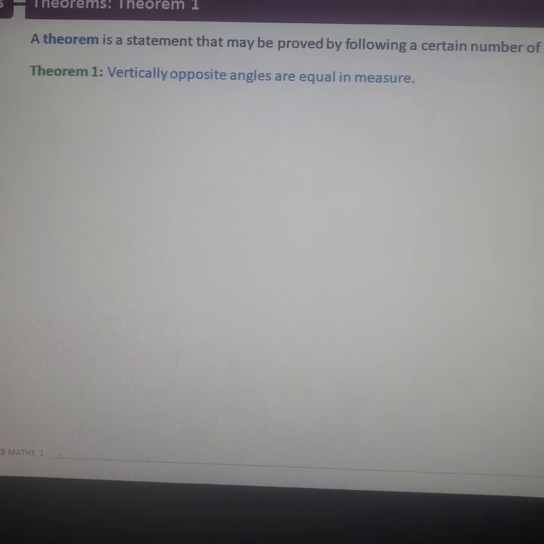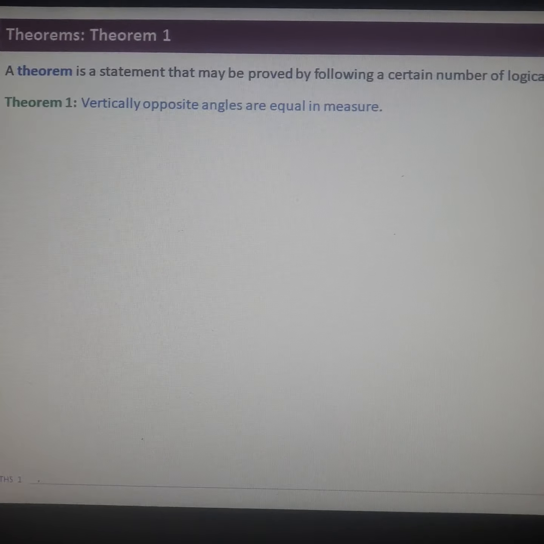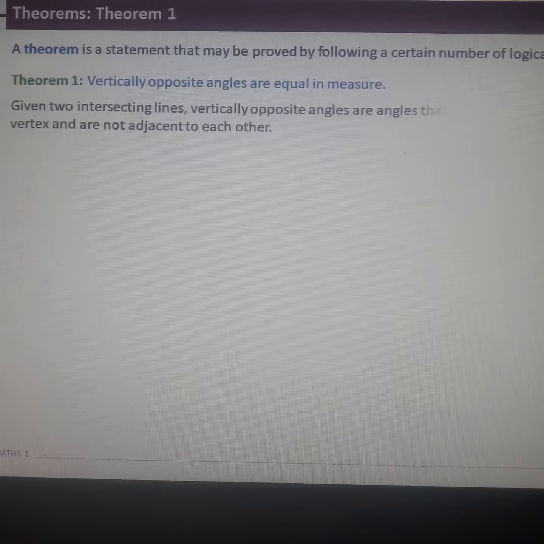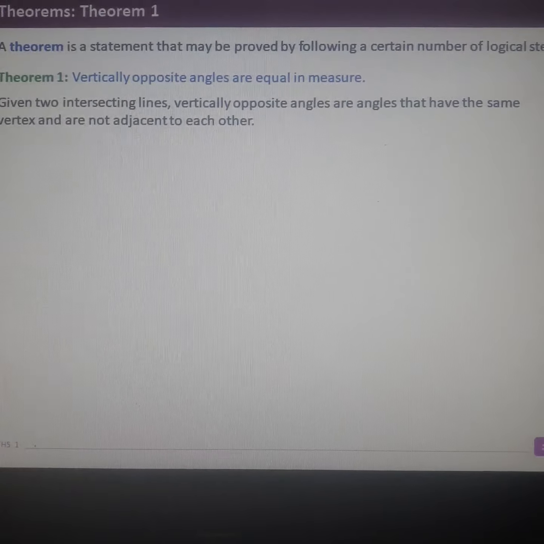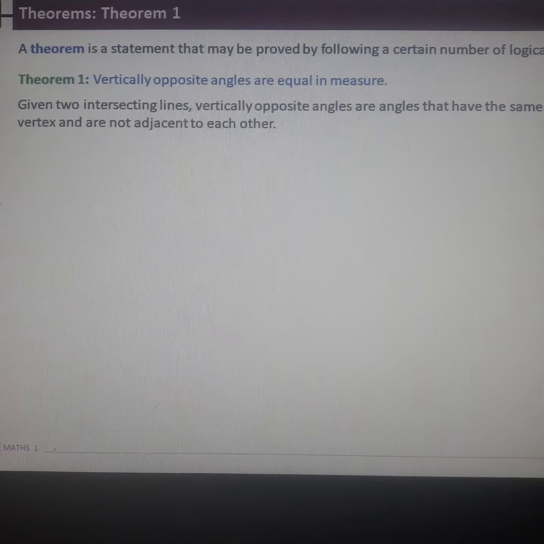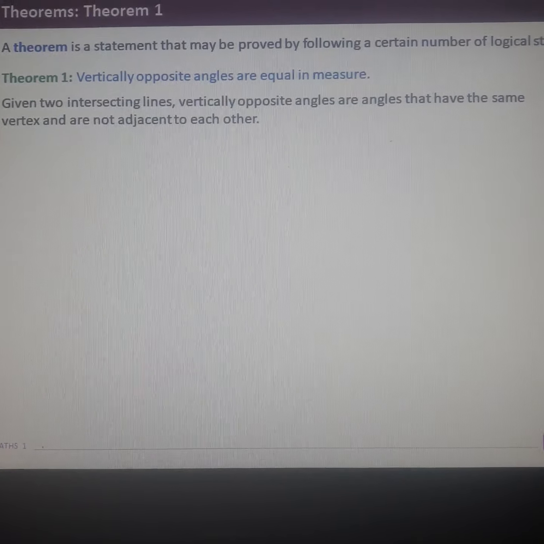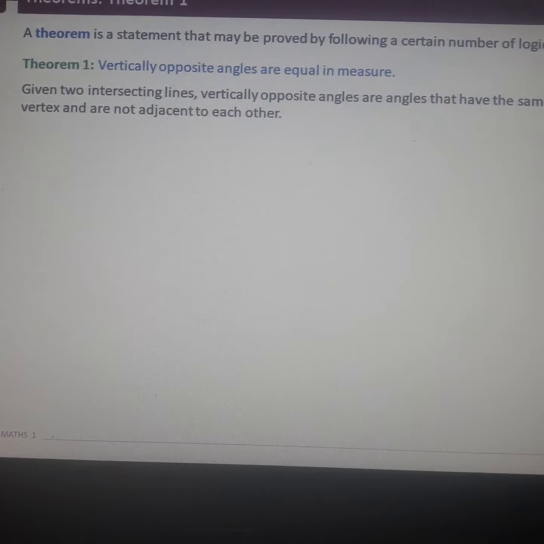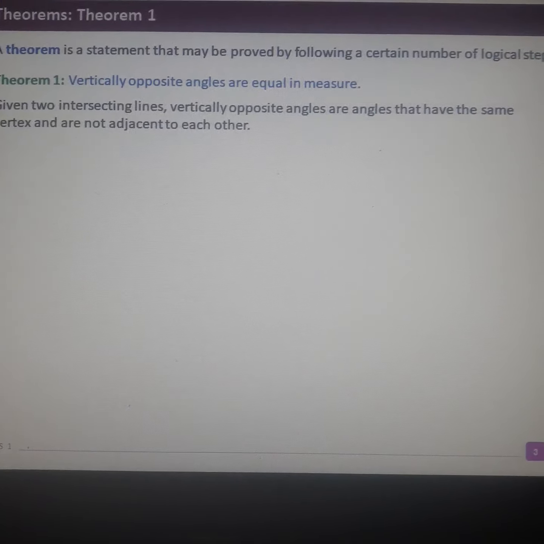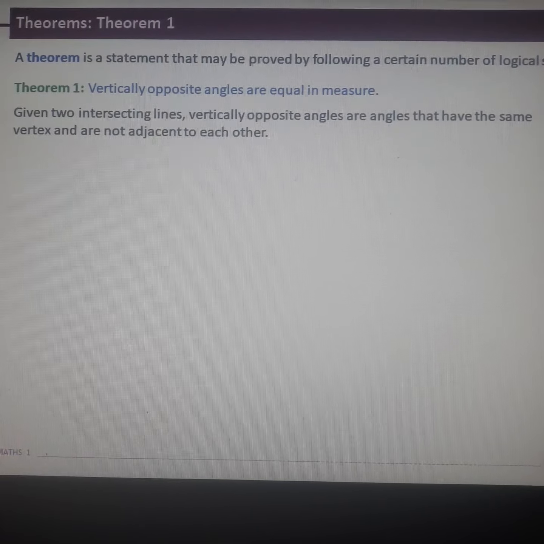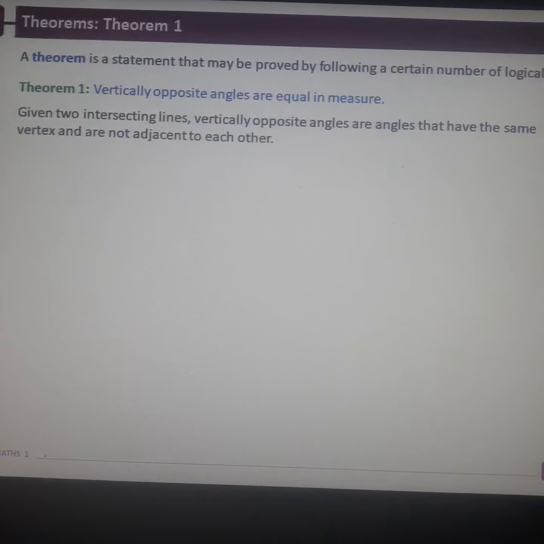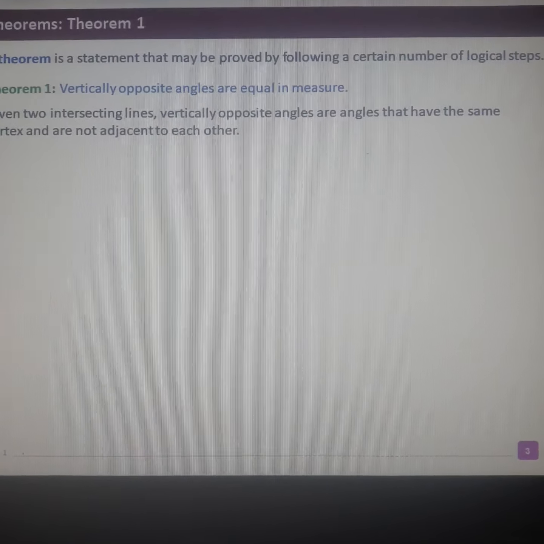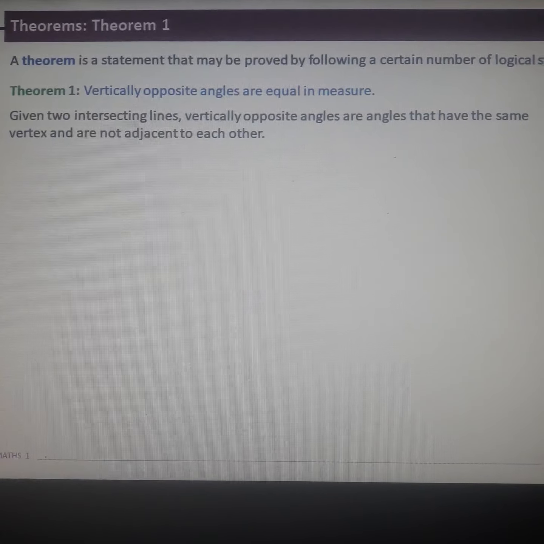The first theorem we're going to look at is theorem 1: vertically opposite angles are equal in measure. What do we mean by that? Say we're given two intersecting lines. We came across intersecting lines already in geometry 1: two lines that meet at a point. Vertically opposite angles are angles that have the same vertex and are not adjacent to each other.